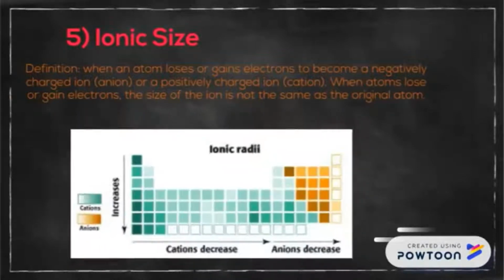Ionic size increases from up to down, just like the atomic radius, and ionic size decreases from left to right, just like the atomic radius.